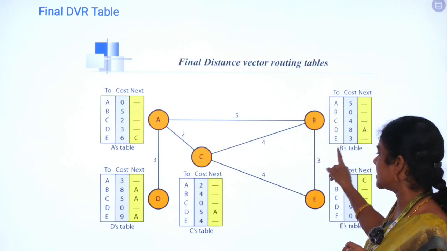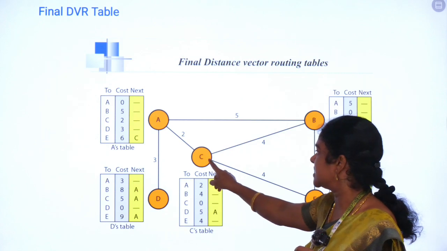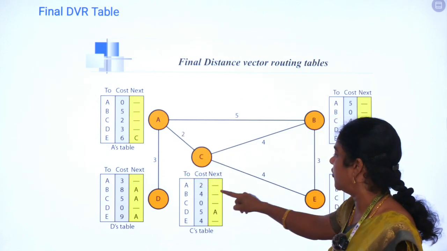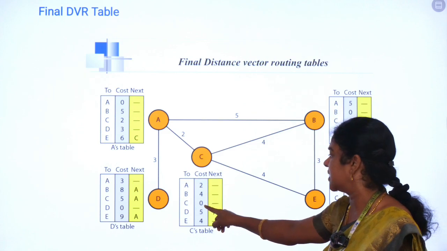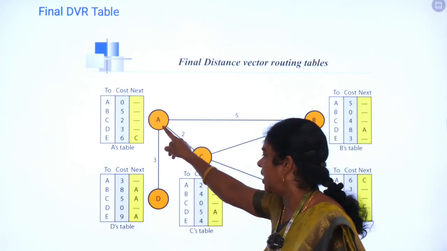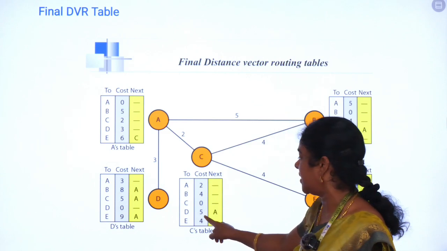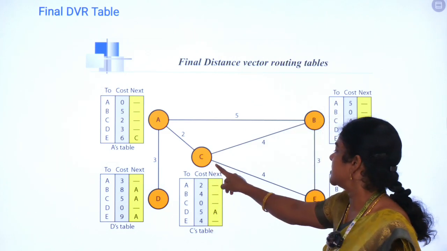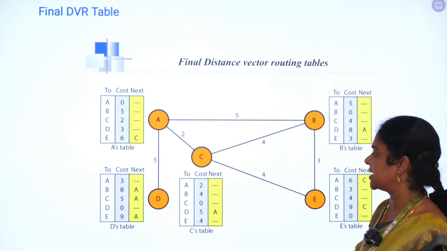Okay, next one, similarly the C table. In this C table, C to A is 2, you know, and C to B is 4. C to C is the self node, so 0. C to D, again we reach C to A to D. So 2 plus 3 is 5. The intermediate node is A. Next one E, C to E is 4. Okay, this is the new table.